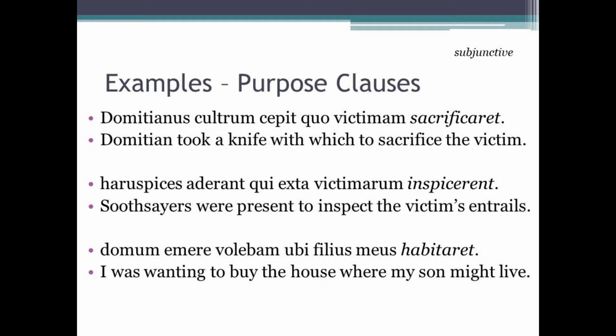Domum emere volebam ubi filius meus habitaret. I was wanting to buy the house where my son might live. And in all of these purpose clauses, you have a main verb, a relative pronoun, and a subjunctive. And in the last sentence, instead of a relative pronoun, you have the word ubi.